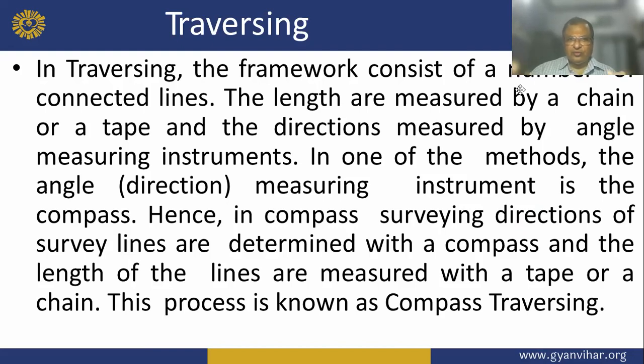My dear boy, so what is traversing? We will discuss traversing. In traversing, the framework consists of a number of connected lines. The lengths are measured by a chain or tape, and the directions are measured by angle, using a measuring instrument. One of the angle and direction measuring instruments is the compass. Hence in compass survey, the direction of the survey line is determined with the compass and the length of the line is measured with a tape or chain. The process is known as compass traversing.